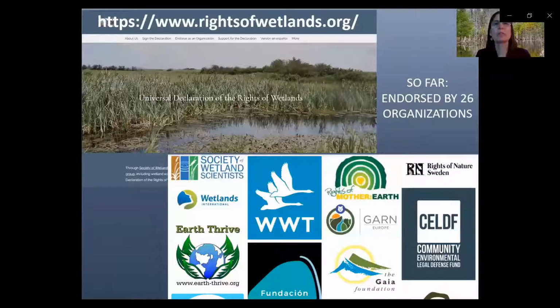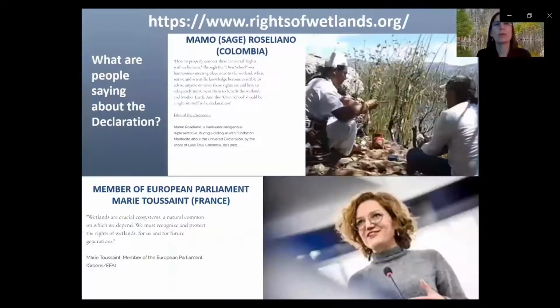So far, 26 organizations have endorsed the Universal Declaration of the Rights of Wetlands. If you wish to read the declaration, find out more about it, or sign on in support of the declaration, you can visit the website at www.rightsofwetlands.org. We've gotten a lot of positive feedback.